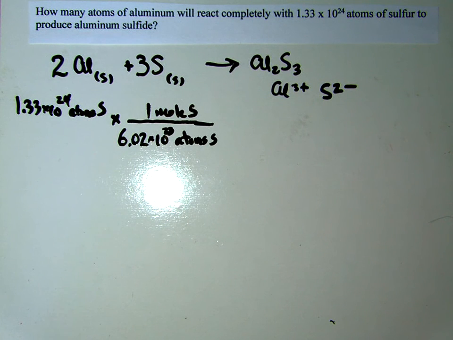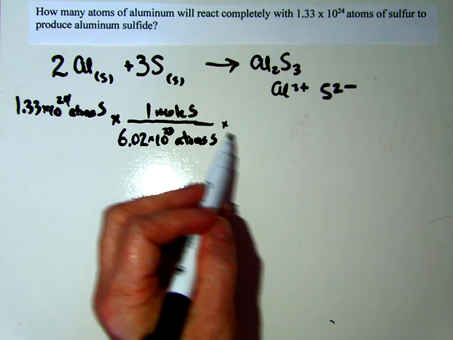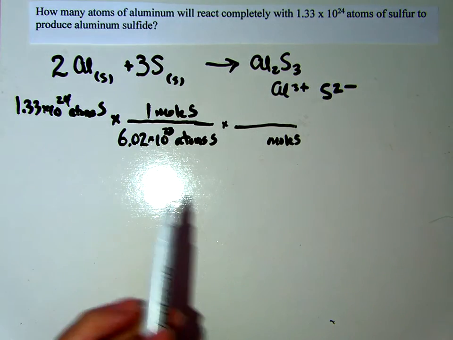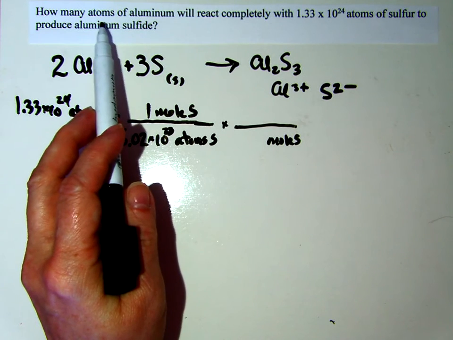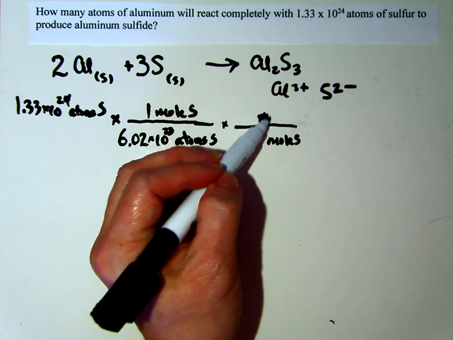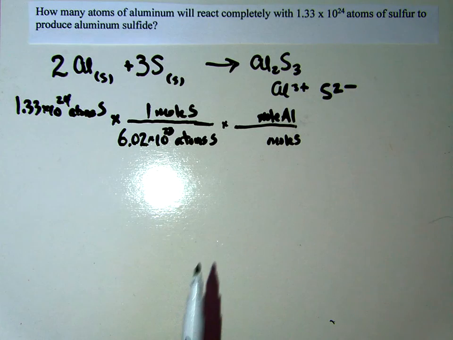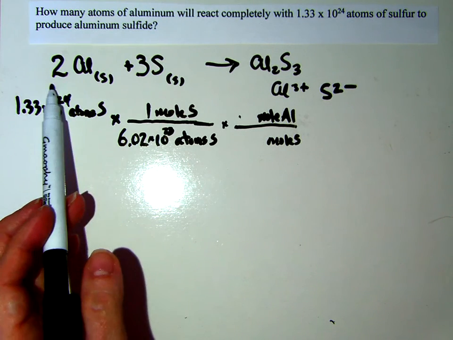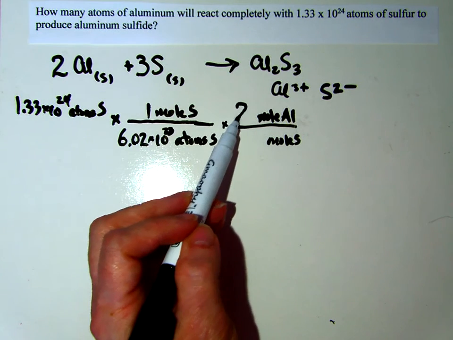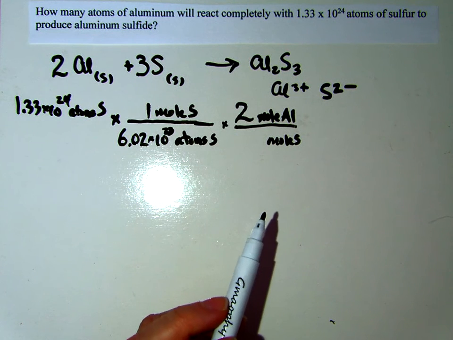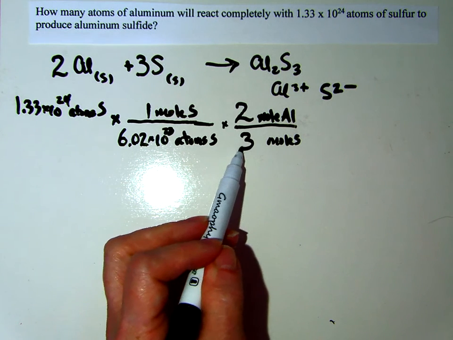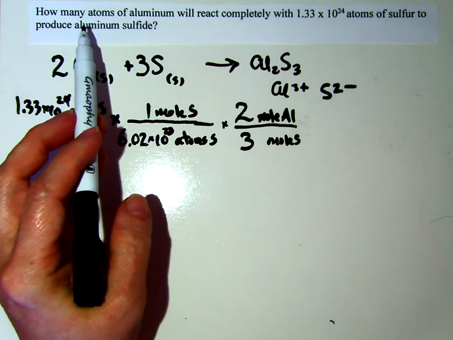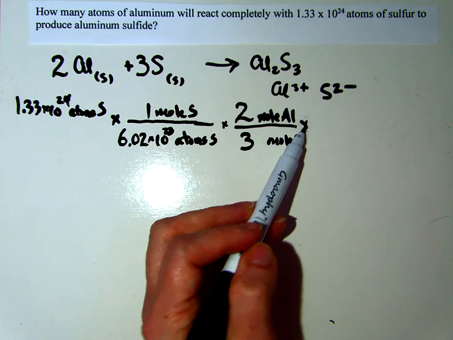Okay, now that we have moles of sulfur, we're going to need a mole ratio. We're going to put moles of sulfur on the bottom, and it's asking how many atoms of aluminum, so let's put moles of aluminum on top. To get the numbers in the mole ratio, we use the coefficients from the balanced chemical equation. So we put a 2 in front of the aluminum and a 3 in front of the sulfur. But it's asking how many atoms of aluminum, so we need to do one more step.